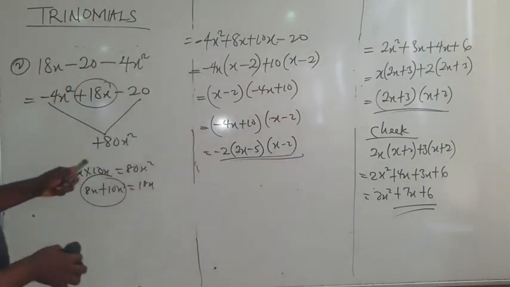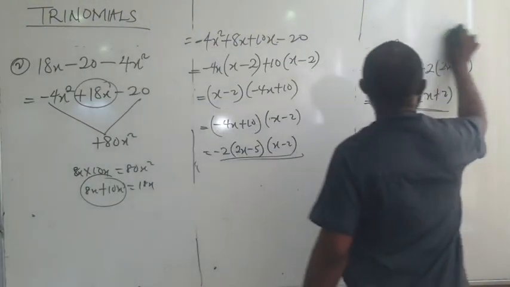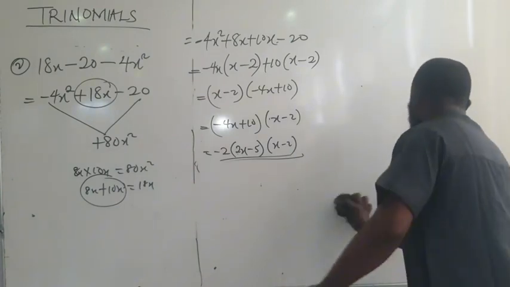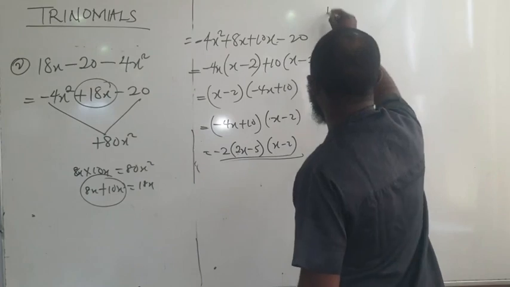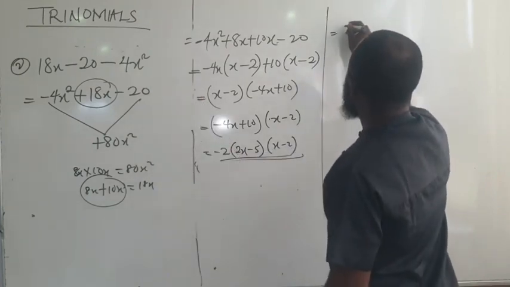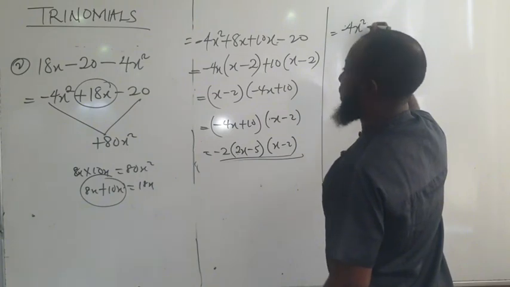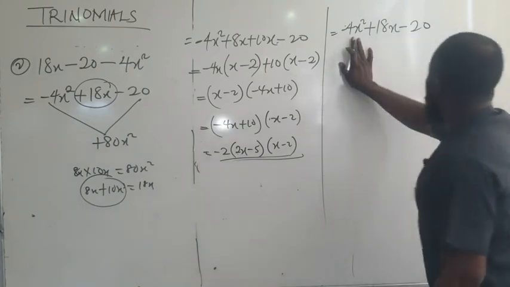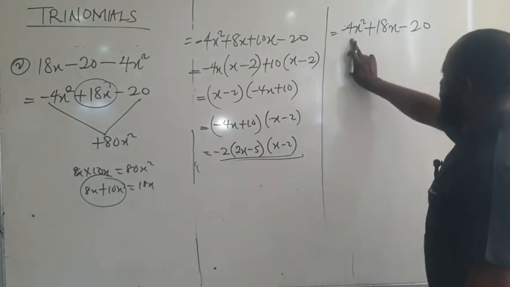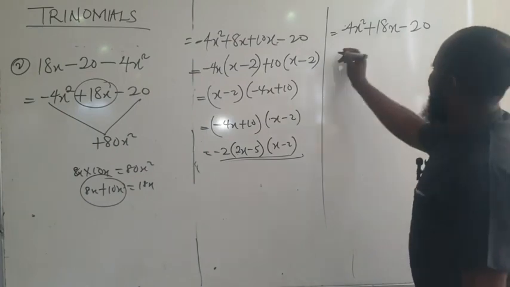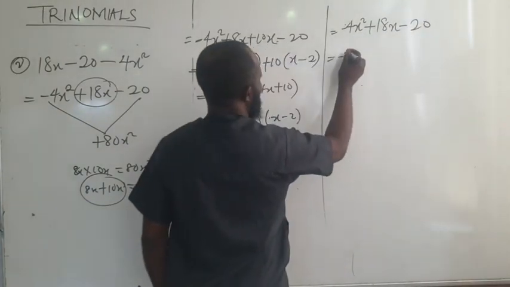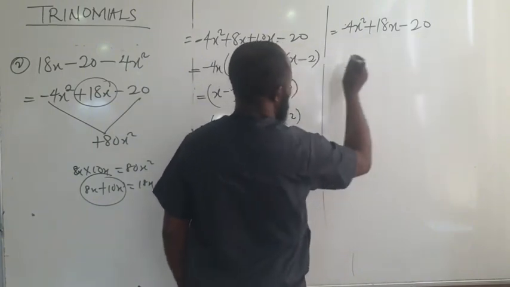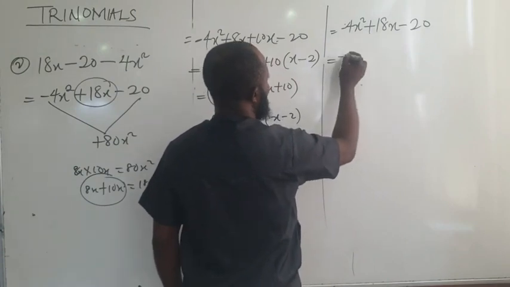Another method you can use is that from the beginning, you can factor it out. You notice that there's a number that can go in both of them. So as you have it here, we have minus 4x squared plus 18x minus 20. If you look at it, you notice that 2 can go in minus 4, 2 can go here, 2 can go here. So you can change everything to be, let's say, minus 2. Factor out minus 2. So when you factor out minus 2, that will be minus 2 outside.